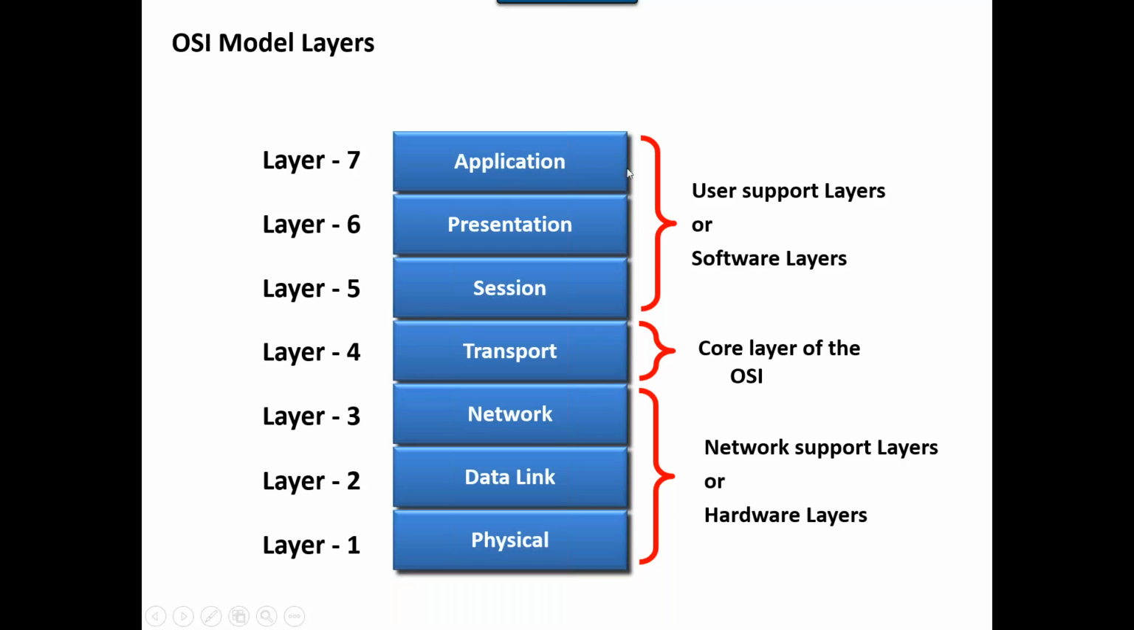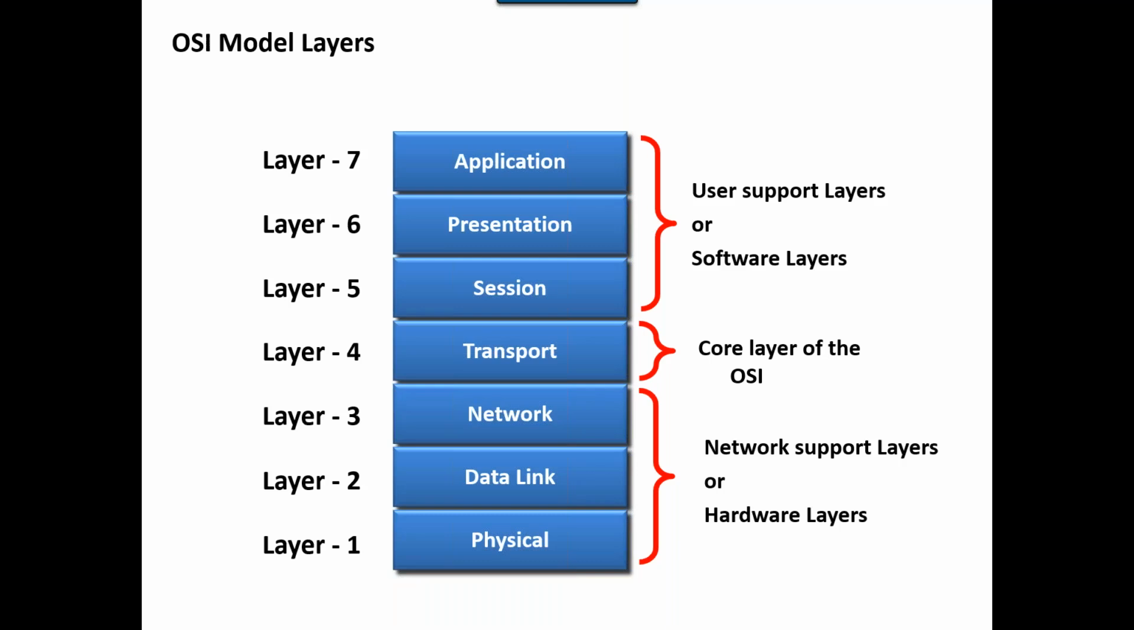The application layer will do its function, then presentation, session, transport, network, data link, physical. Completed. The physical layer will transfer the data from my PC to your PC. In your PC, the physical layer receives the data, because the cable, the hardware, receives the data first.